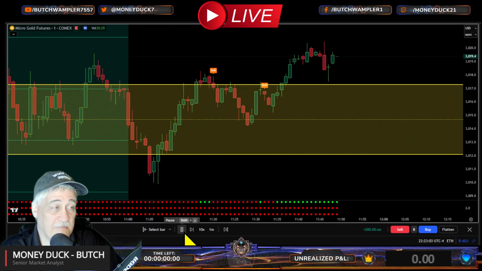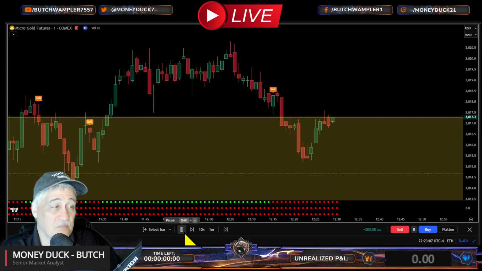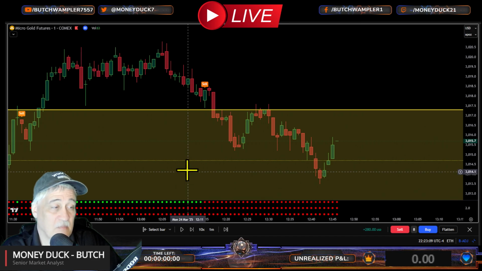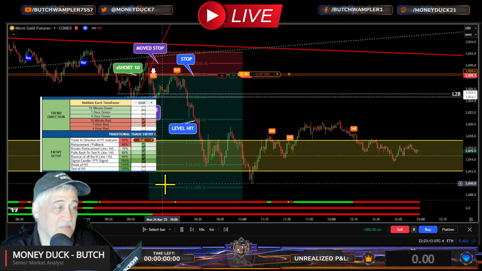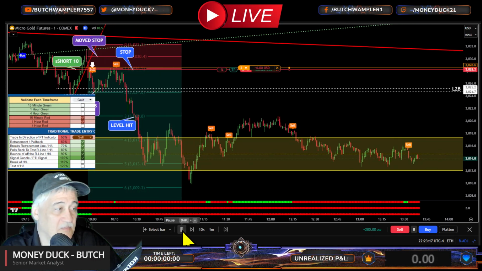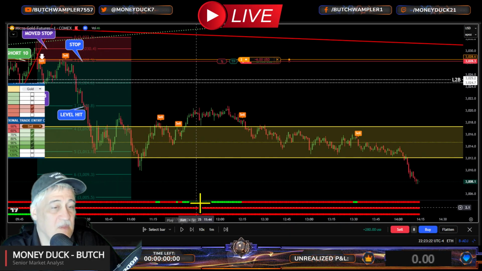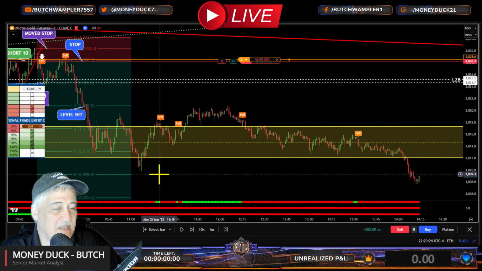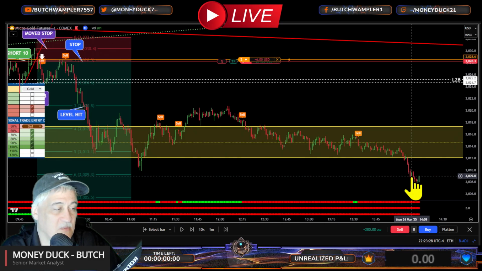Sideways for a while, even a deeper pullback. Let me pull in the candles so I can see when it hits 6 here. Slowly creeping down. Okay, so there it hit level 6 in here.